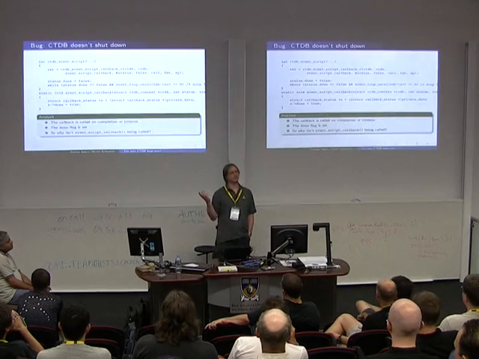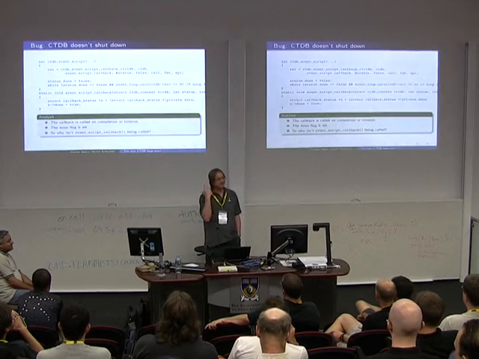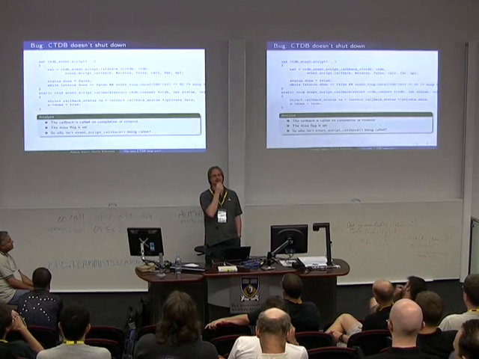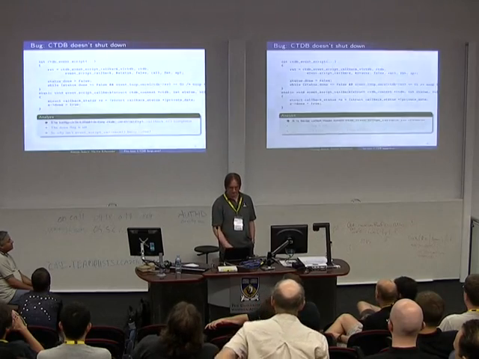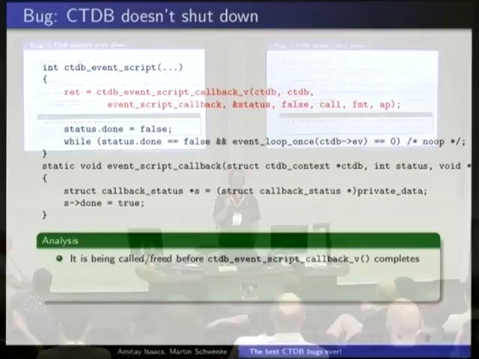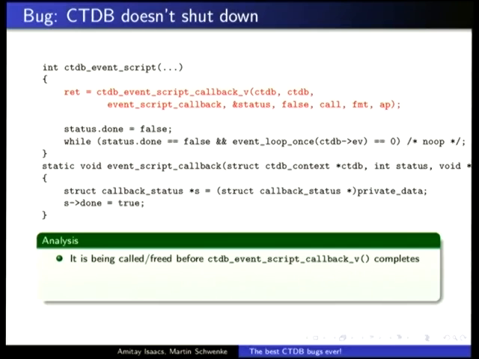So why isn't event script callback being run? There must be some reason for this. And we beat our heads against desks for a long time thinking, why isn't the callback being run? If the callback gets run, we terminate. Well, it is being run. It's being run the first time when we're still in that code. The callback gets run, it sets done to true. We come out, we set done to false. And we spin forever. Now, of course, if this were expected, this wouldn't be a bug. So there's something unexpected going on in this CTDB event script callback v function.